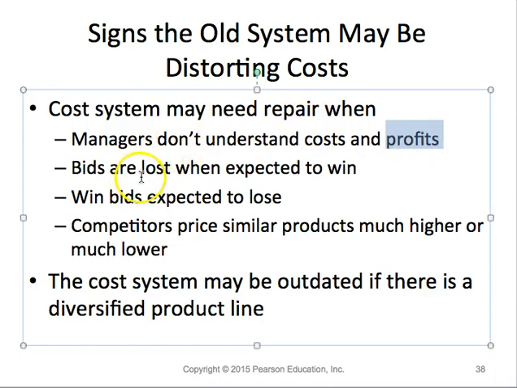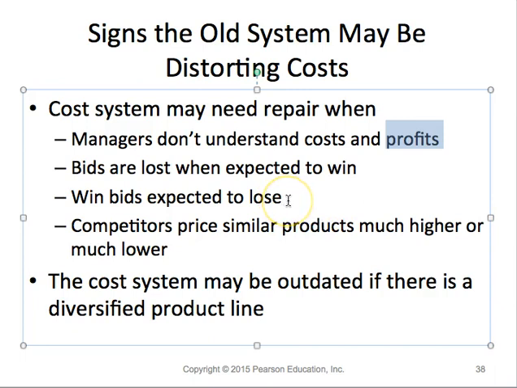Bids are lost when you expect to win. You say, oh, we believe we're going to win this. In fact, we lost because your bid is too expensive, and people say, okay, we found better prices and we're not going to accept your bid. This can be because your pricing is too high.